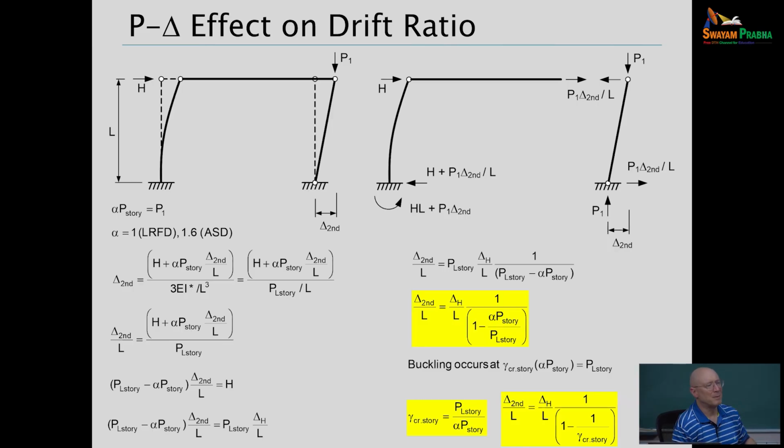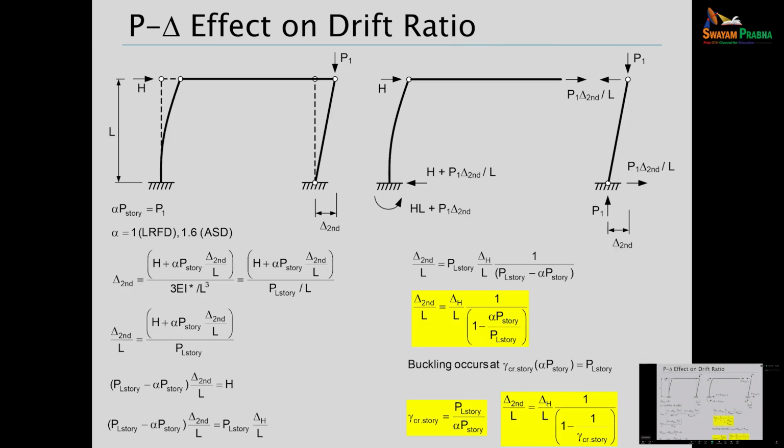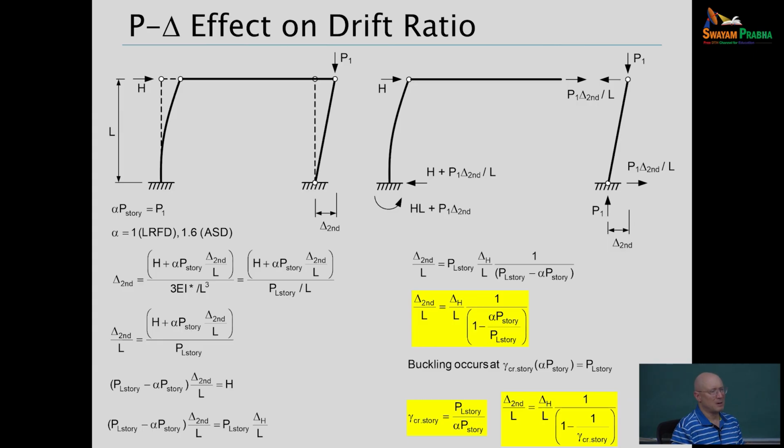Go ahead, question? P story is the load. Story, as you said, is the story stiffness, is it? Correct. So then if it's story stiffness in terms of drift ratio, then it's not dimensionally consistent, right? No, PL story, on the first slide, it's P divided by delta H by H something. Yeah, no, it's dimensionally consistent.